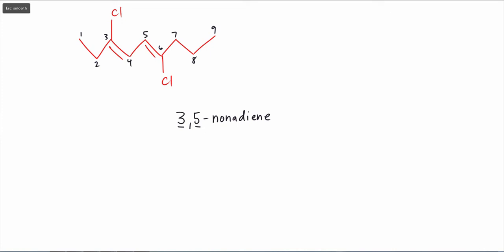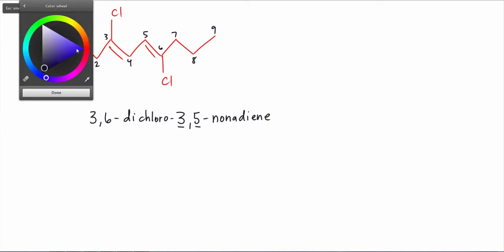Now we need to take care of the business of the substituents. I have a 3, a 3, 6 dichloro. Okay, that's 3,6-dichloro, 3,5-nonadiene. Okay, and the last part is to determine if this is E or Z on both double bonds.